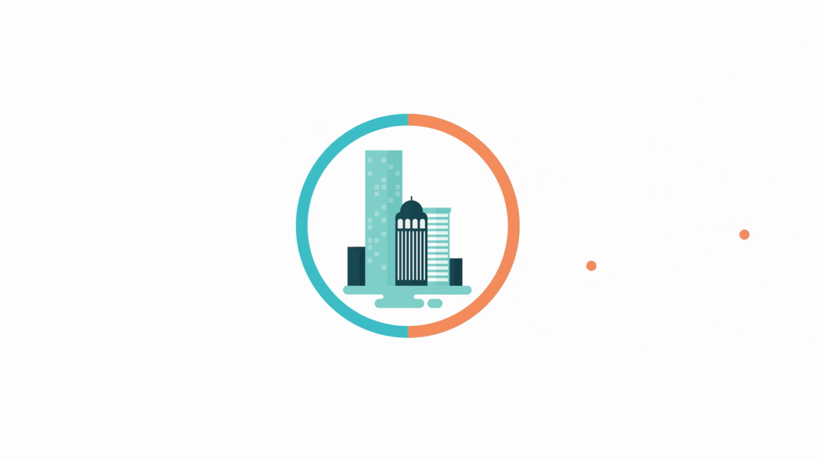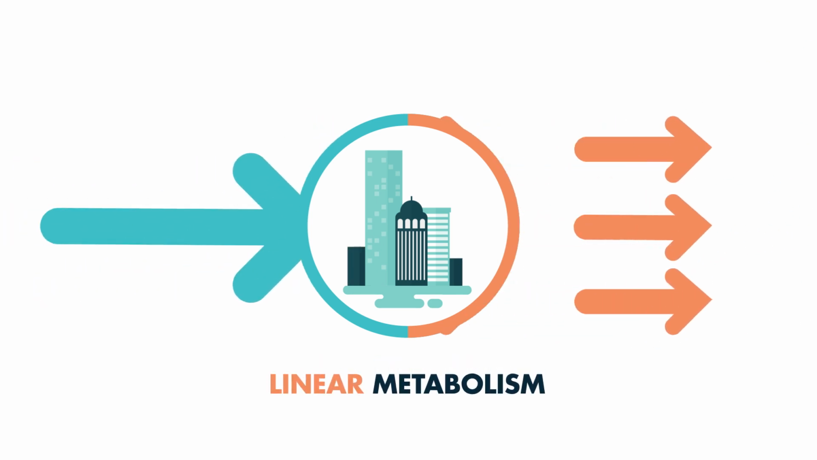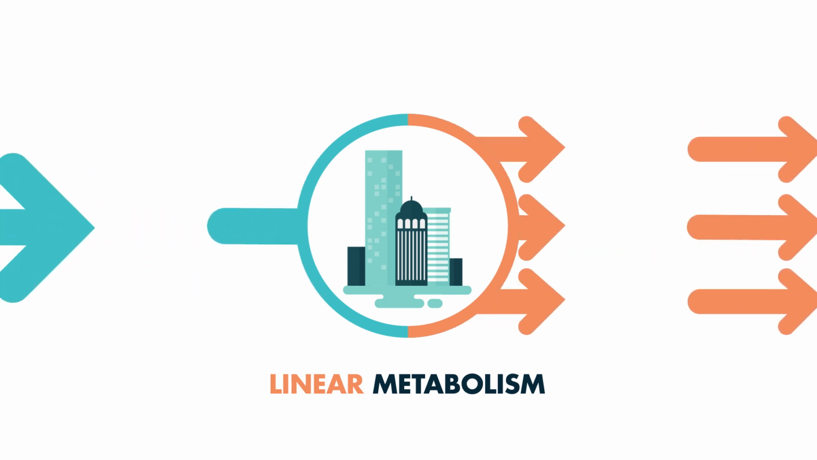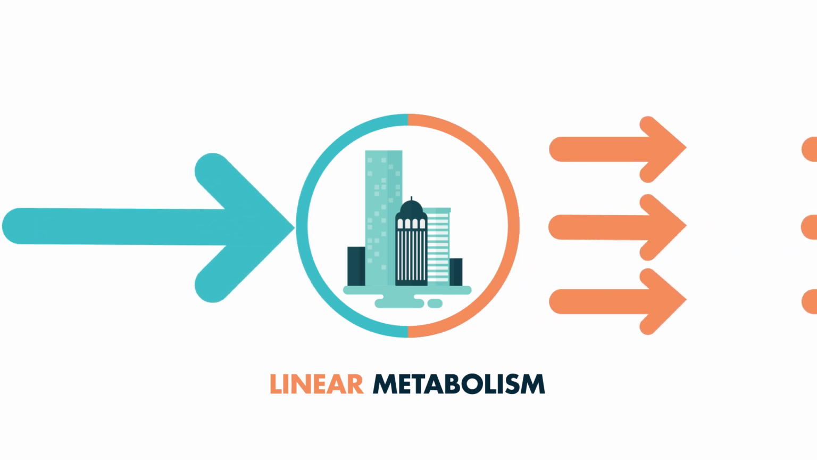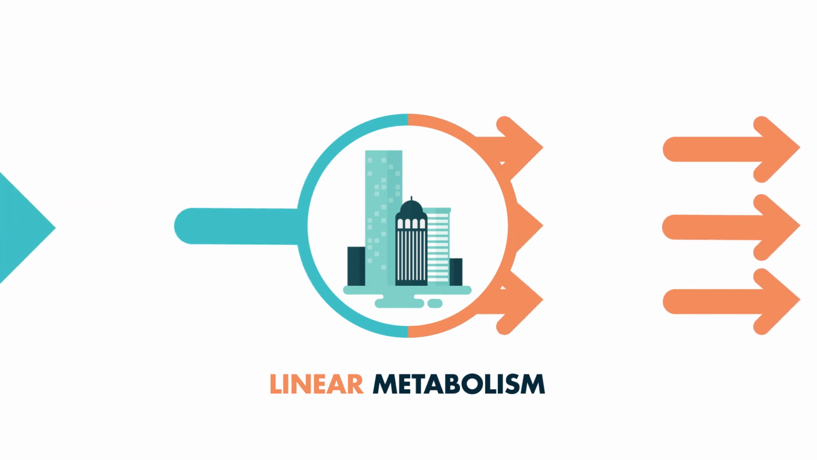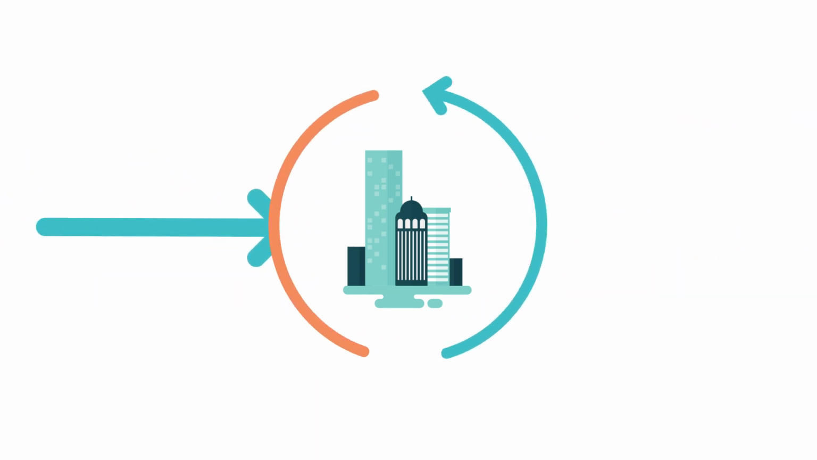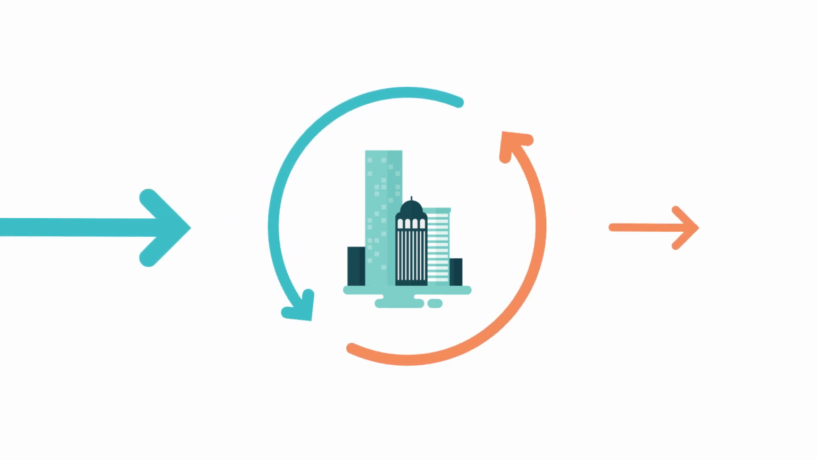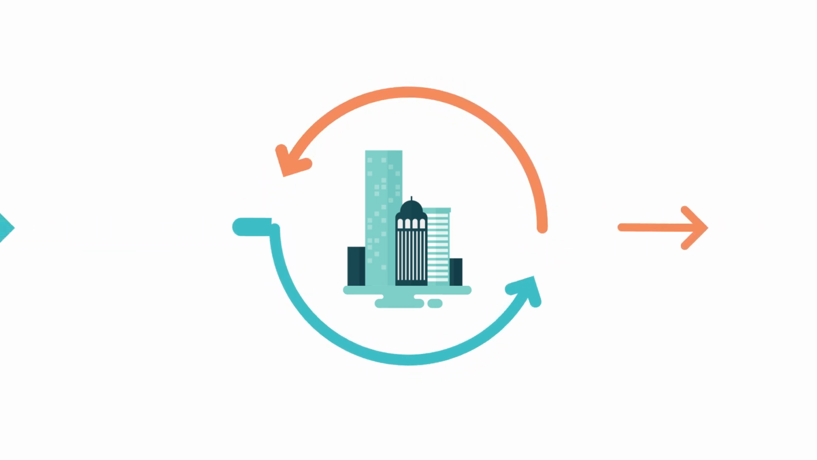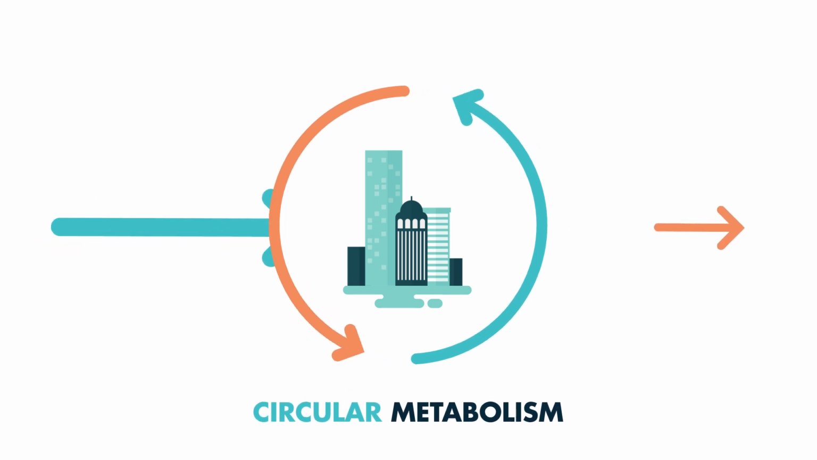Many cities have what is called a linear metabolism, where the vast majority of resources that enter the city leave it again as solid, liquid, and airborne wastes. The key to a sustainable, resilient city is to harness these wastes as resources. This results in resource flow loops and a circular metabolism.